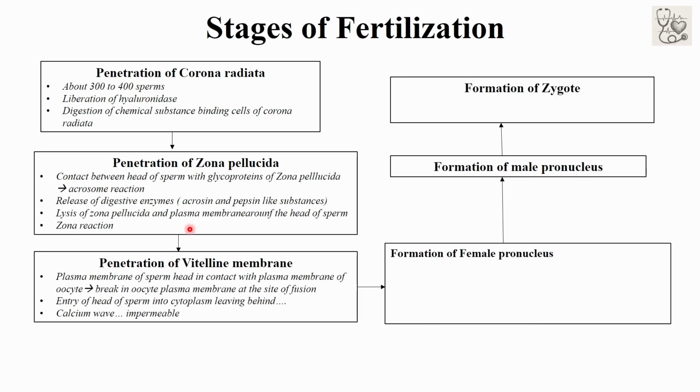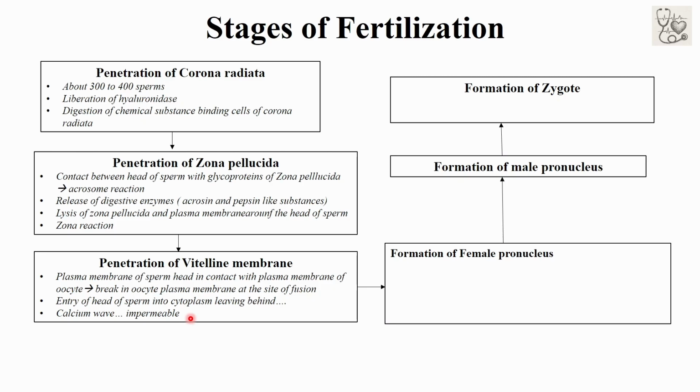Now talking about the penetration of the vitelline membrane, the plasma membrane of a sperm head comes in contact with the plasma membrane of the oocyte, which causes a break in the oocyte plasma membrane at the site of fusion. Now entry of the head of the sperm into the cytoplasm occurs, leaving behind the discarded body and the tail of the sperm on the oocyte surface. As soon as the head and neck of the sperm enter the oocyte, a calcium wave appears in the cytoplasm of the oocyte that makes the oocyte membrane impermeable to other sperm. So polyspermy is prevented here.